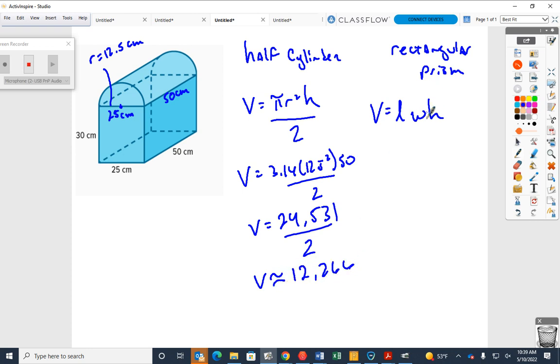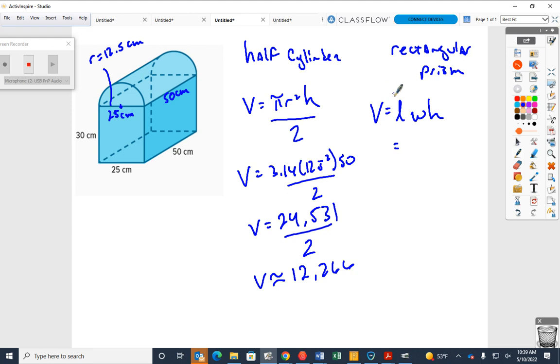Okay. Now on this one, all I got to do is plug them in, right? So does it matter which one's my length, my width, or my height? Question. Did I do something wrong? Did you square the 12.5? Yeah. What'd you get with that? 156.25 times 3.14 times 50. Yeah, that's right.